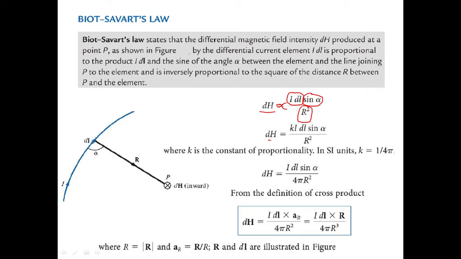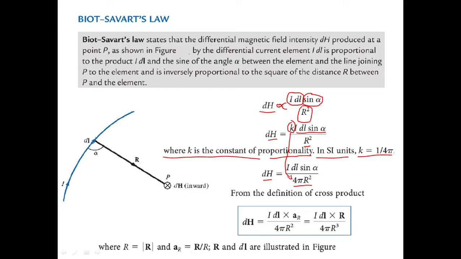So now dH will be equal to, if I want to remove this proportionality, I have to introduce a constant k into the remaining everything, which will remain the same: IDL sine alpha divided by r square. Where k is the constant of proportionality, in SI units k is given by 1 by 4 pi, same as our Coulomb's law, correct? So dH is equal to IDL sine alpha divided by 4 pi r square. So what we have done here is we have substituted k as 1 by 4 pi.